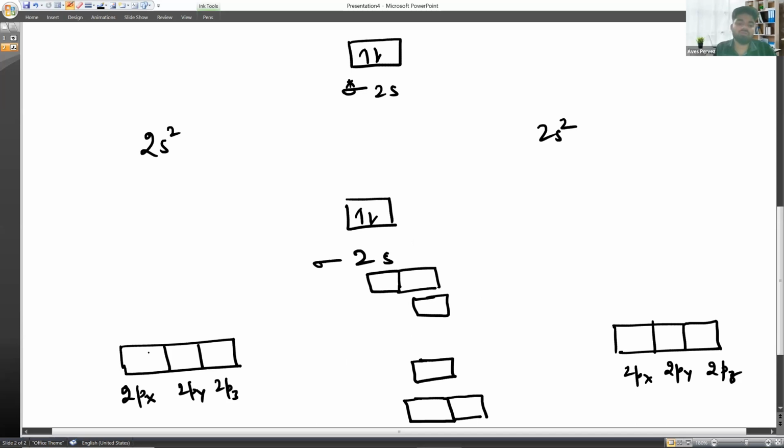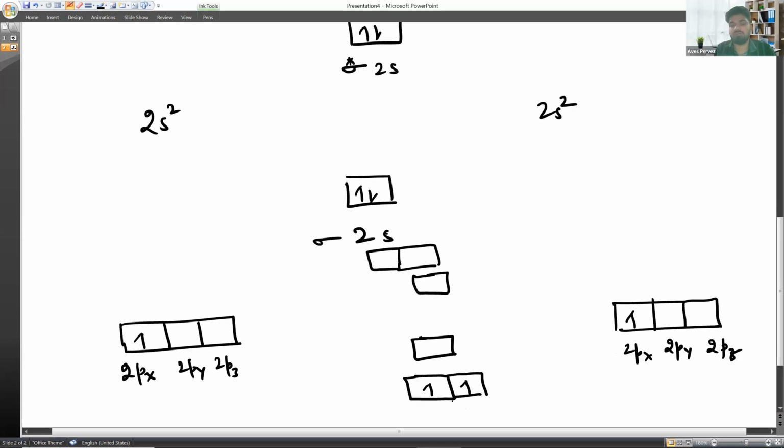So we'll have only one electron here in each: one will fill here, one will fill here. So this is pi 2px, and pi 2py. Got it? And there will be no electron in sigma 2pz. So this is the type of electronic configuration. You understood?